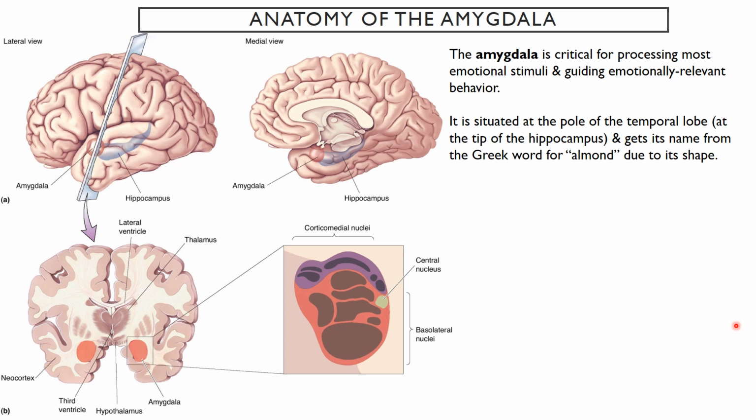Instead, we're going to focus a lot on the amygdala for the rest of today's presentation. So a little bit about the amygdala. It's critical for processing most emotional stimuli and guiding emotionally relevant behavior. It's situated at the pole of the temporal lobe. So it's within the temporal lobe, and it sits at the tip of the hippocampus.